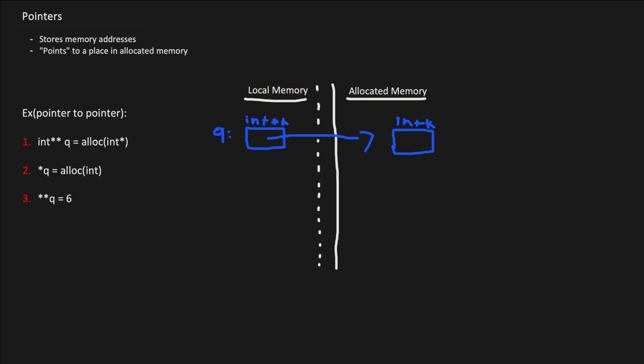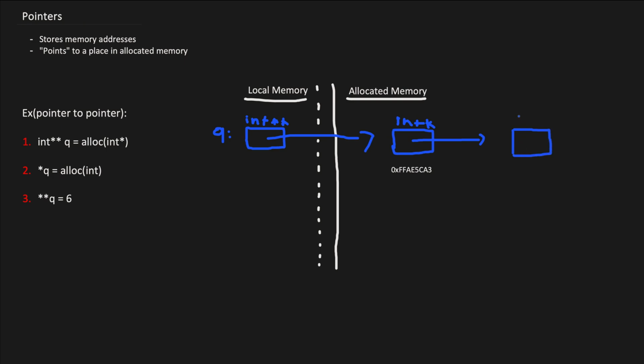Like this. Okay, and I'll just give this box a random memory address. Okay, so for step 2, this box is an int pointer, but it hasn't been allocated yet, so it doesn't have an arrow pointing out. So in order to allocate this int pointer, we can say star q, so we follow q's arrow here, is equal to alloc int.